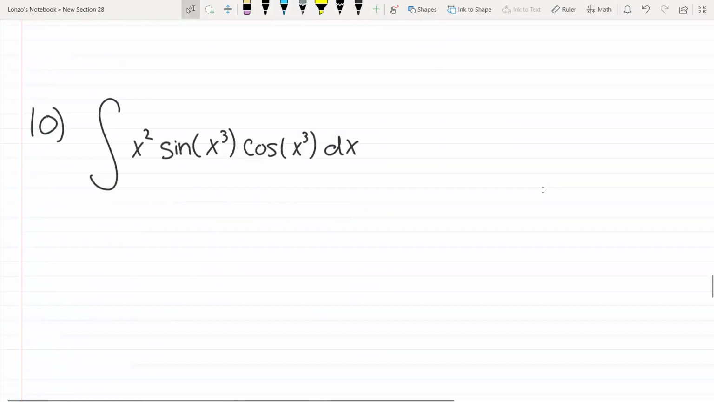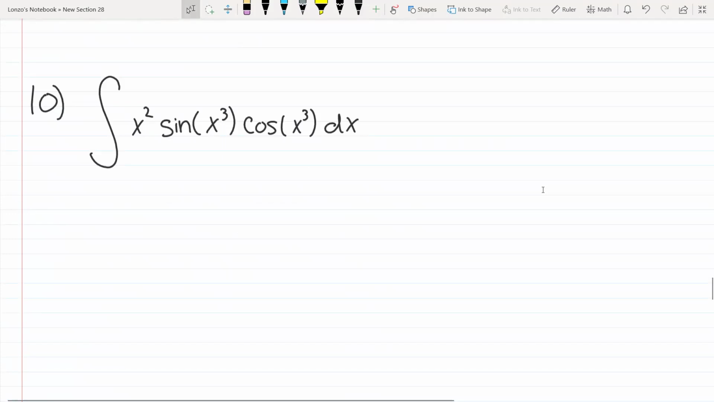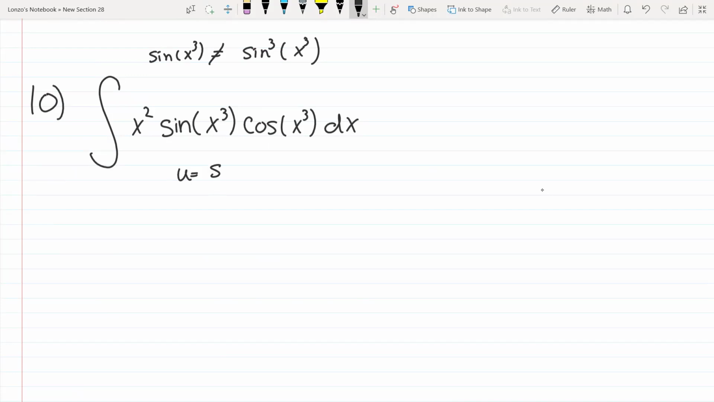Okay. The next one is x squared times sin of x cubed times cosine of x cubed dx. What should I do? I think I'm going to do u substitution. So be careful. This is not sin cubed of x cubed. It's sin of x cubed, right? This is not the same thing as sin cubed of x cubed. So I'm going to use a u substitution, and I'm going to use my u as sin of x cubed.